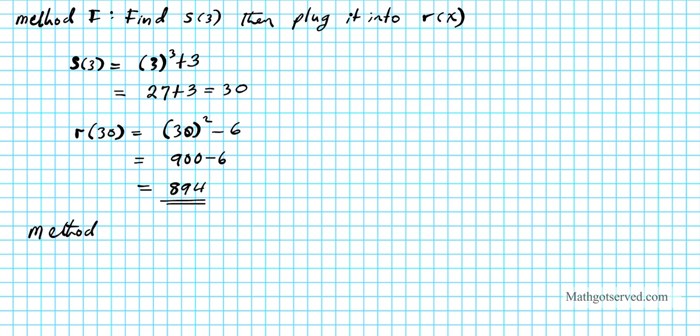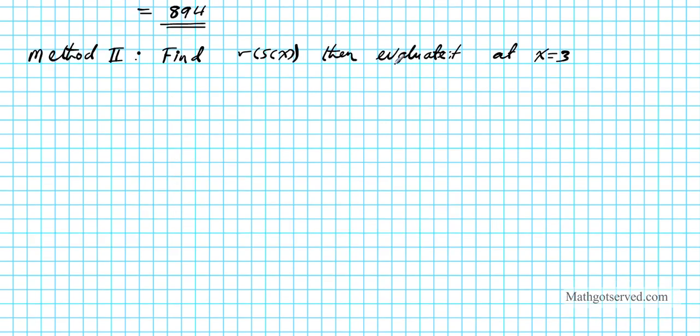So in method 2, what we're going to do is find r of s of x, then evaluate it at x equals 3. So we're going to compose the two functions first, and we're going to evaluate the value of the composed function at x equals 3. Okay, so let's go ahead and find r of s of x first. So we want to find r of s of x.